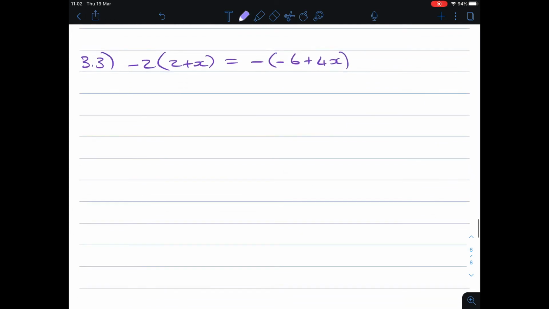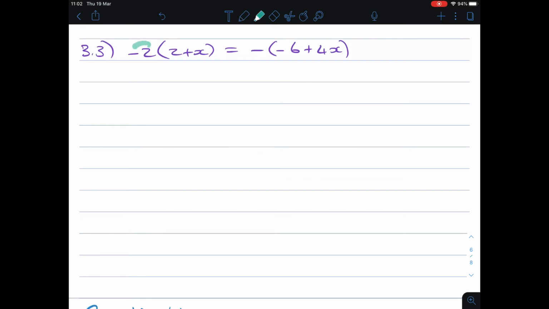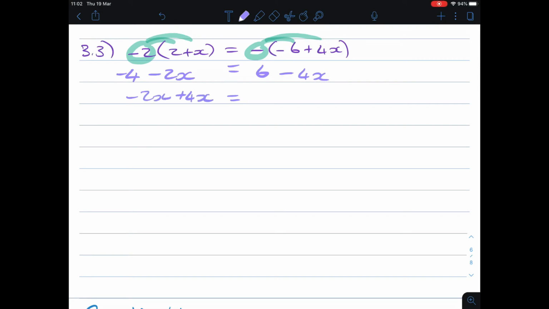For question 3.3, this one I need to distribute a bit first. So I'm going to distribute my negative 2, and I'm going to distribute my negative on the other side. So I have negative 4 and negative 2x, and then 6 and negative 4x. Then again, I would like to have all my variables on the one side of the equals sign, all my numbers on the other side. So I'll have negative 2x plus 4x on the one side and 6 plus 4 on the other side. So I'm going to simplify a bit. So I have 2x equals 10, and then I can divide by 2, and therefore x will be equal to 5.